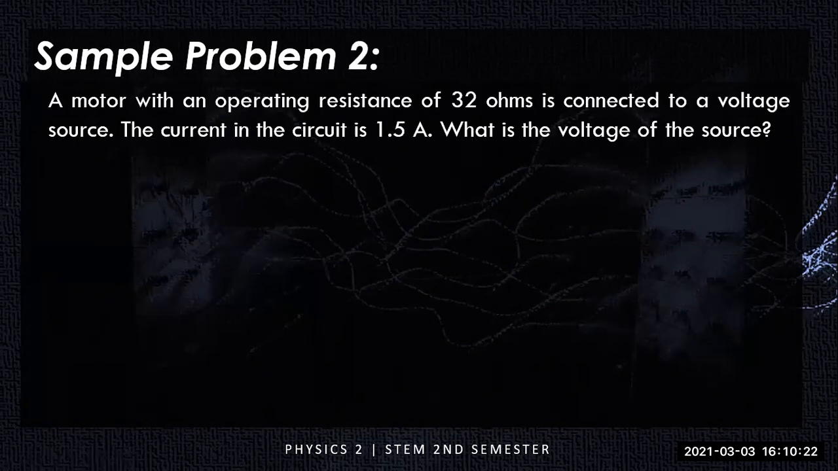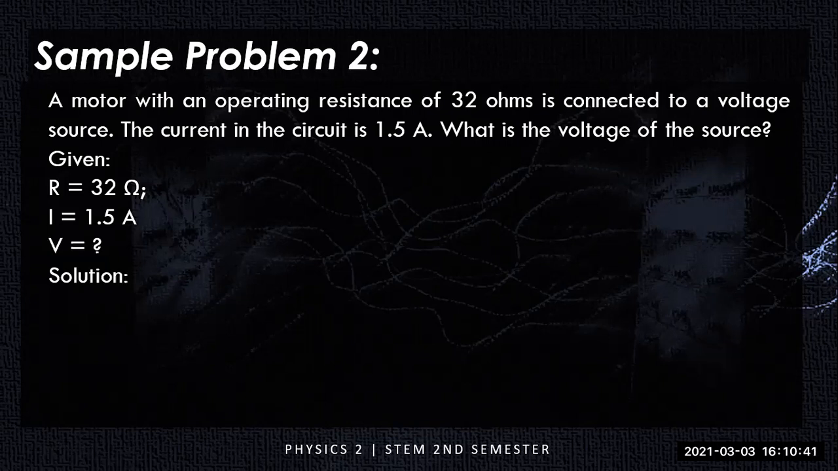For the sample problem number 2, a motor with an operating resistance of 32 ohms is connected to a voltage source. The current in the circuit is 1.5 amperes. What is the voltage source in this circuit? The given are resistance 32 ohms, current is 1.5 amperes, voltage is unknown. To compute for voltage, we need to use the solution V equals I times R. So voltage equals 1.5 amperes times 32 ohms. So we get 48 volts.